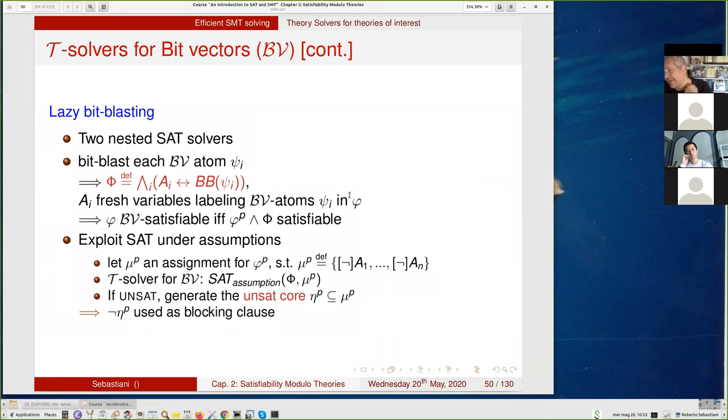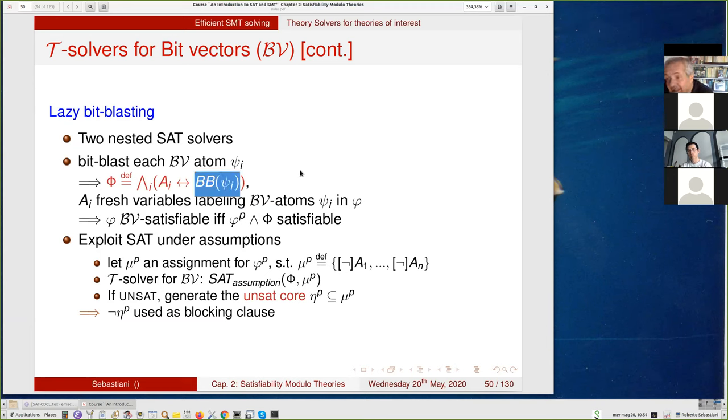And in every branch, you bit-blast the conjunction of literals, so the truth assignment, separately. For instance, you rewrite this by adding a fresh variable for every atom here. You do that by substituting every bit vector atom with A_i and adding this conjunction. Substantially, phi is bit vector satisfiable if and only if phi p and psi is satisfiable. You just rewrote, and this is the bit blasting part.